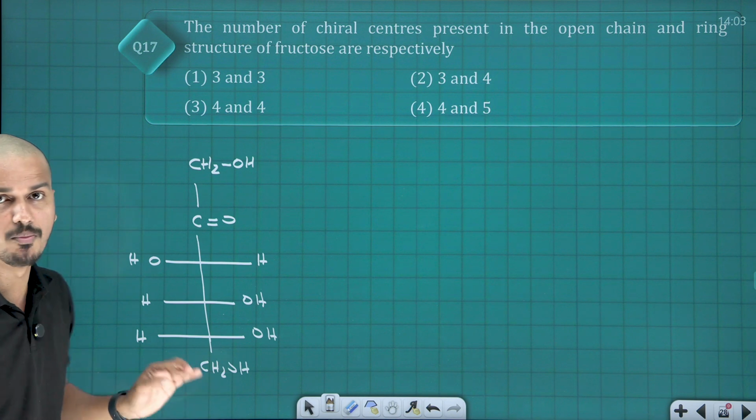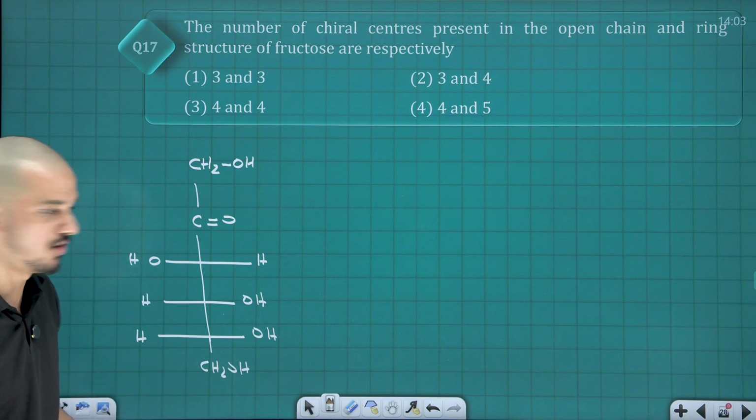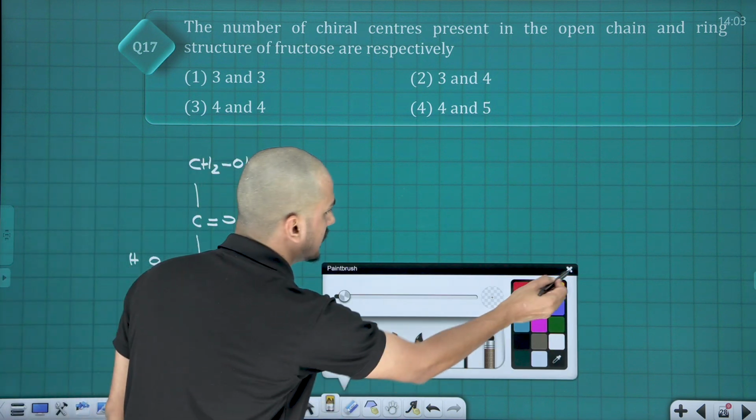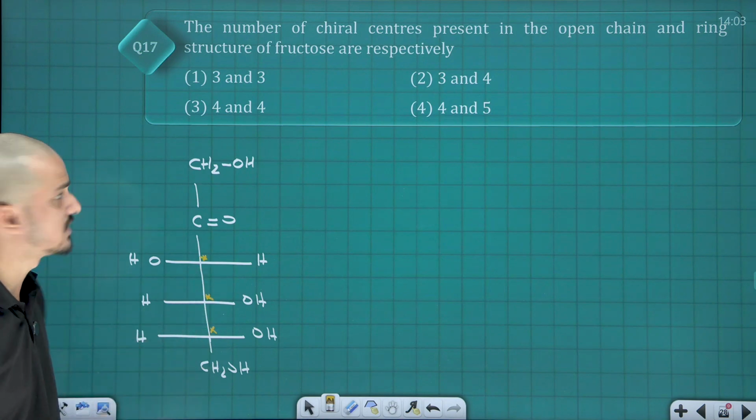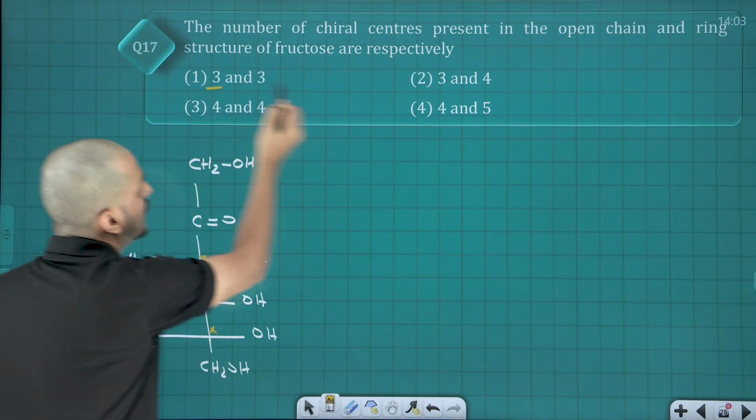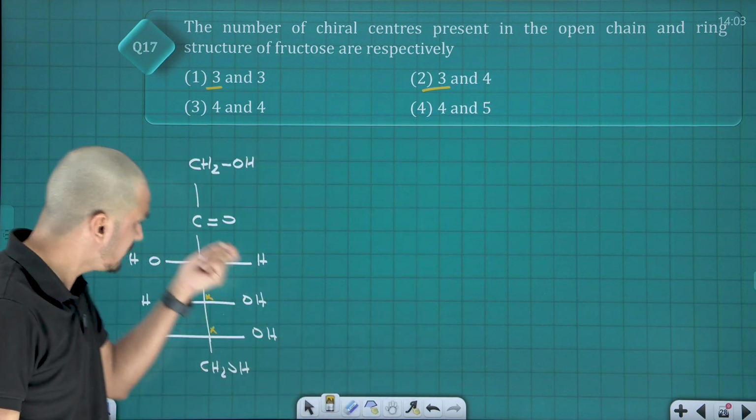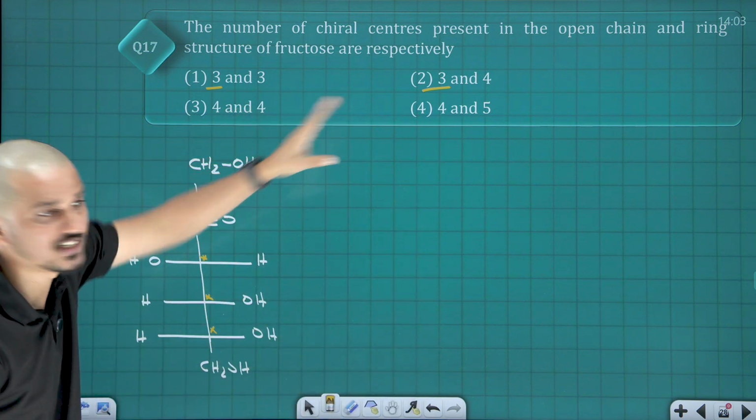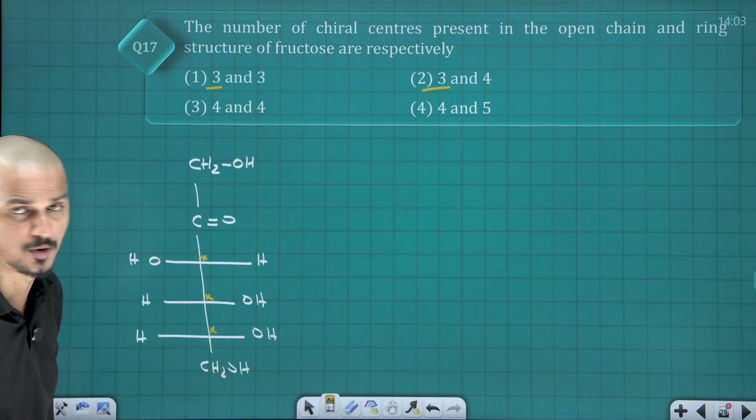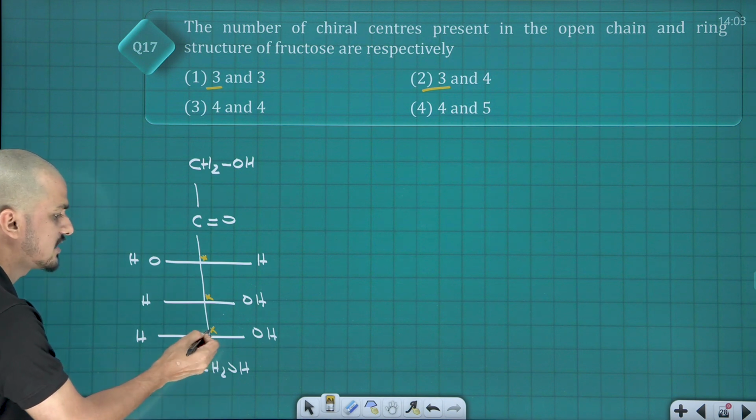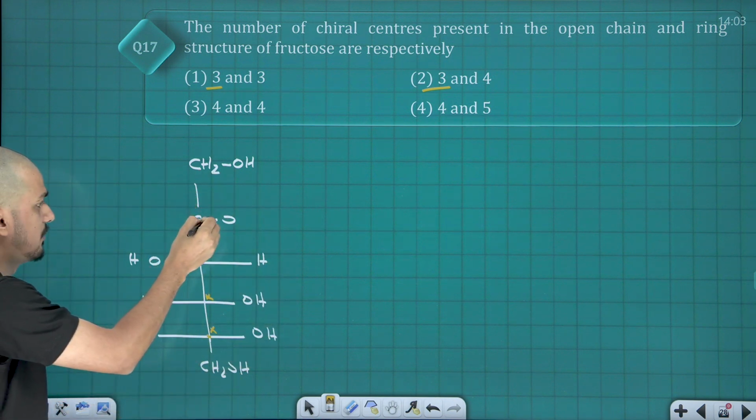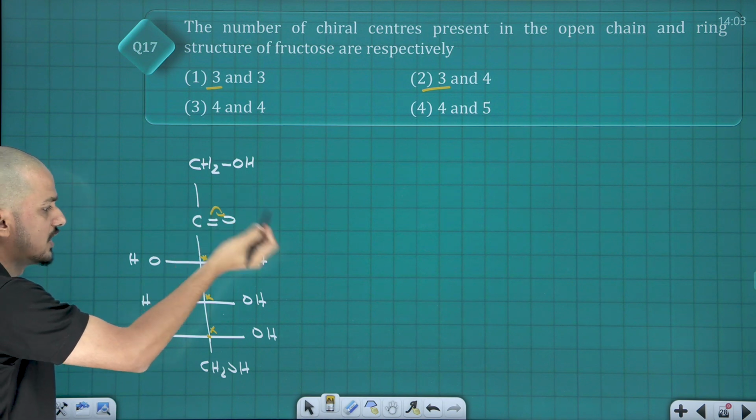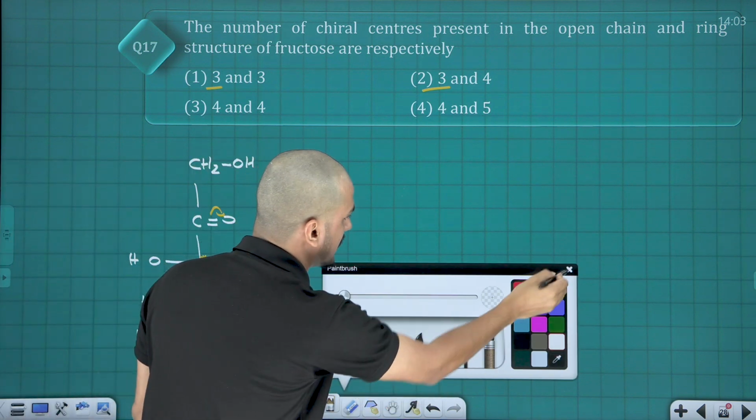In this, how many are optically active? How many chiral centers are there? This one, 1, 2, 3. So 3 chiral centers are there in the open structure. Then in the closed ring structure, how many are possible? That time the second last carbon containing hydrogen will be shifted to the second carbon, because this oxygen will take the electron towards it. Automatically we can draw the ring structure like that.